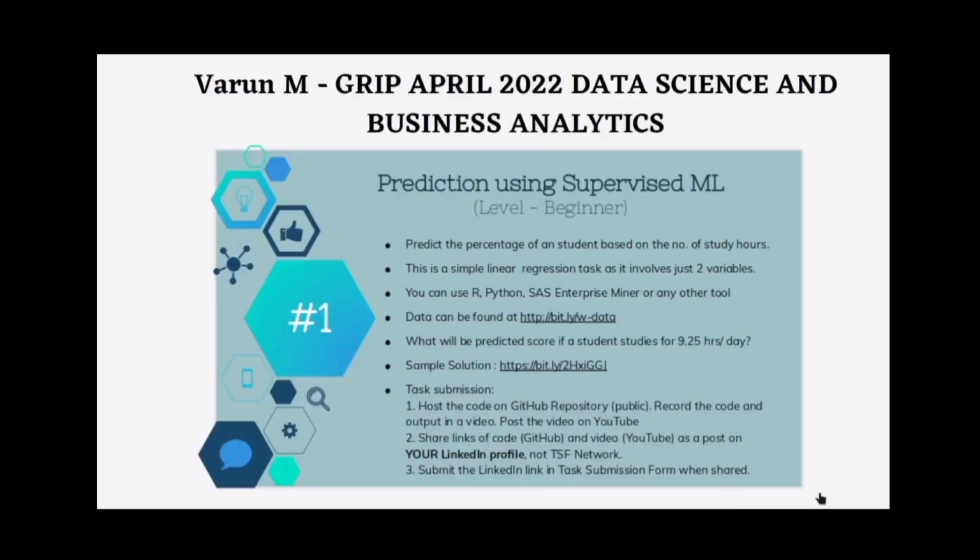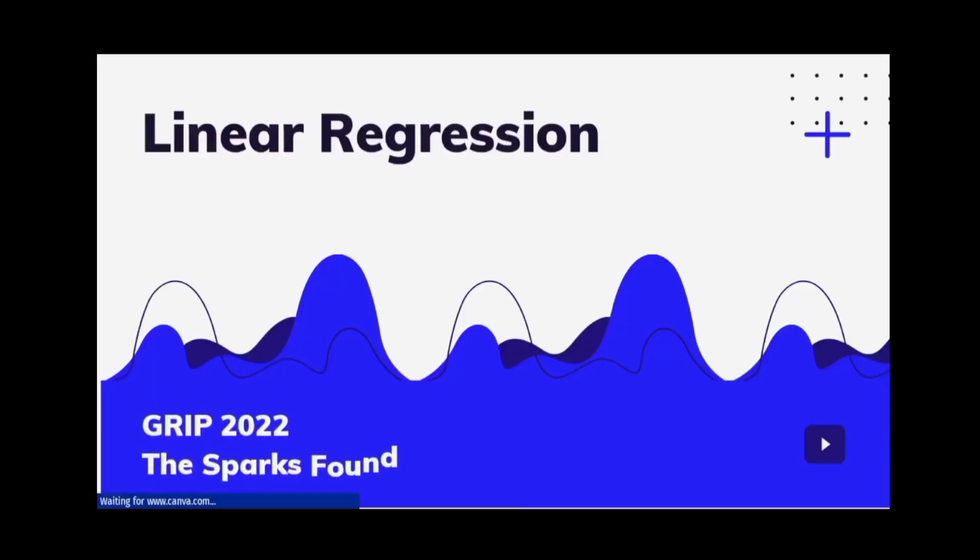Hello everyone. Today I am going to explain prediction using supervised machine learning. The given problem statement is to predict the percentage of a student based on the number of study hours, which needs to be solved using simple linear regression. Using Python, I am going to solve the problem.